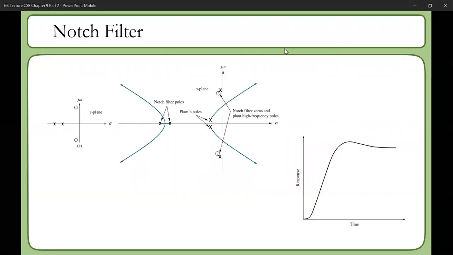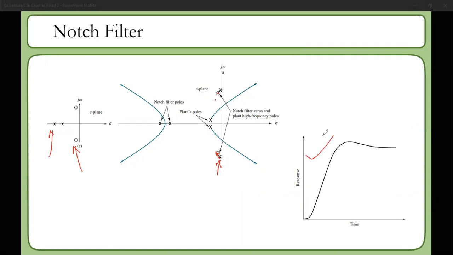It will have two poles. Okay, so two poles on the real axis and two zeros. It is actually designed so that it is nearby those high frequency poles, so that they can go towards each other and cancel each other. So influence of this one is minimum and then you can have a response like this.